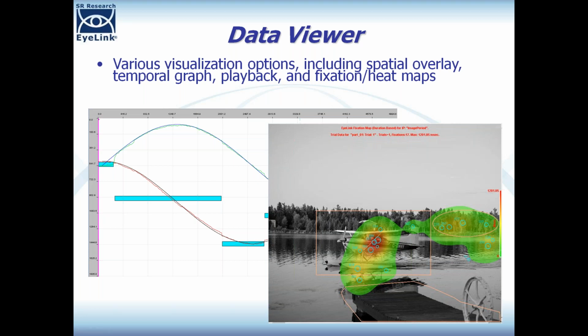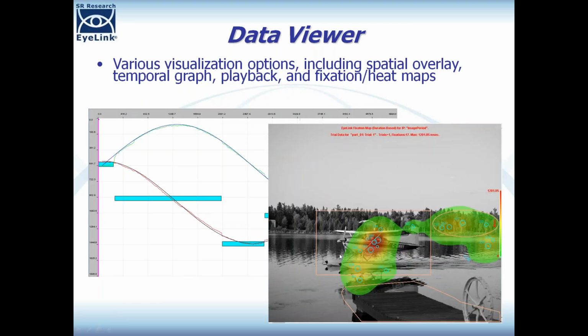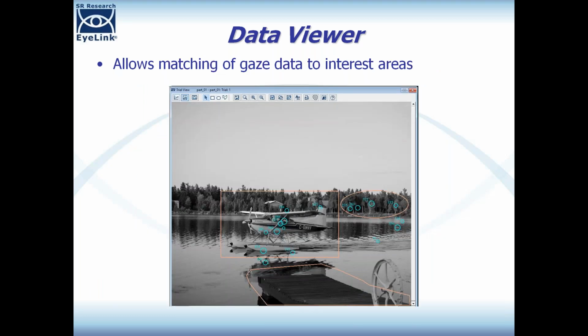On the right here, we have a heat map. It's showing through these colors where the participant tended to look during that trial of the experiment. And you can create heat maps, fixation maps, as we call them, pretty easily through the Data Viewer software, and it has some other visualization options as well. We're going to be jumping back and forth to Data Viewer later, so this is just a quick overview.